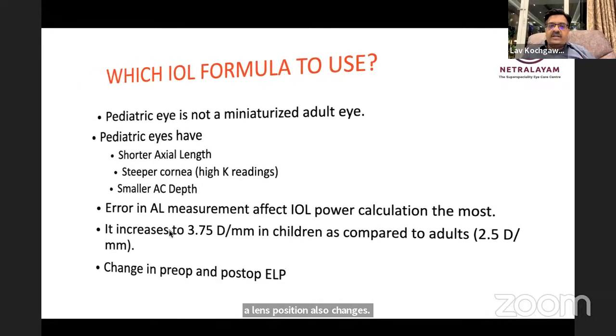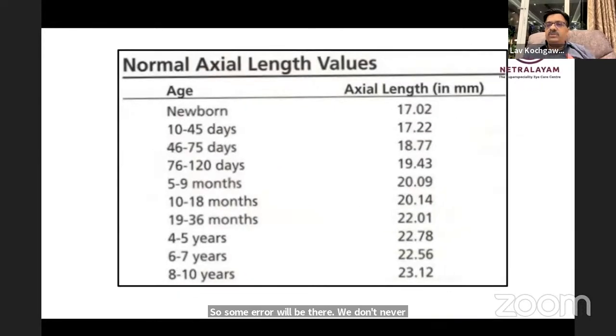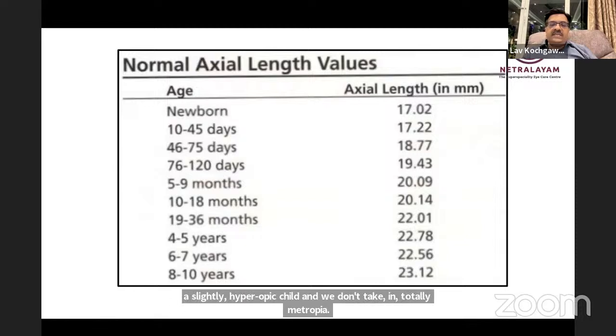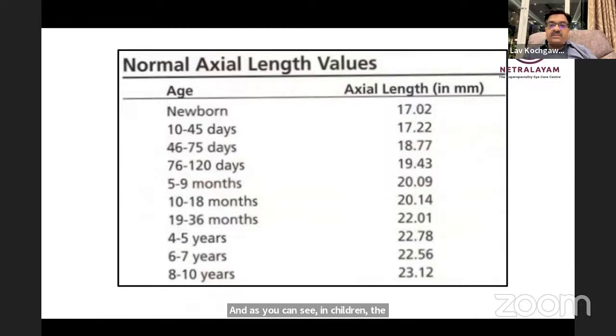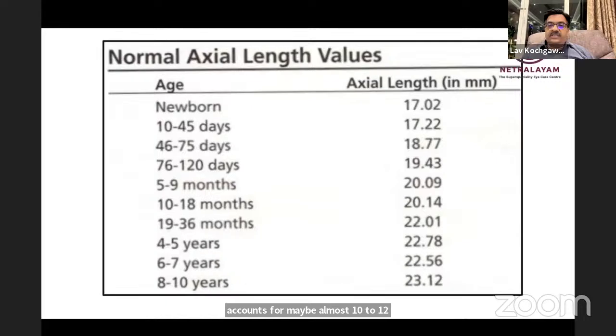We never hit the target, but that is not the aim also, because we have to aim at a slightly hyperopic child, and we don't aim for total emmetropia. As you can see, in children, the axial length in the first 10 years changes from 17 millimeters to 23 millimeters in normal children. That accounts for maybe almost 10 to 12 diopters, if it doesn't correspond with keratometry changes also.